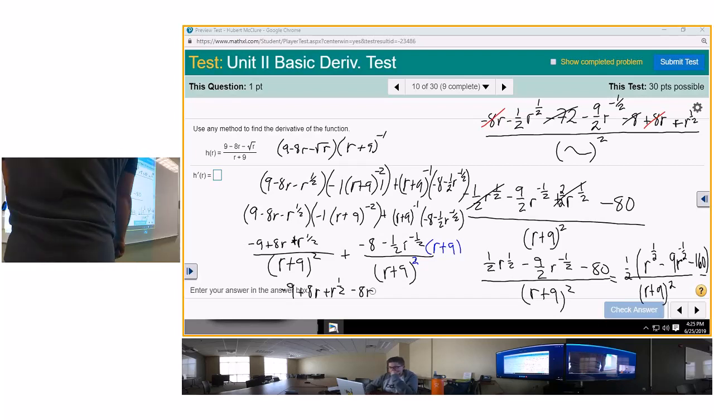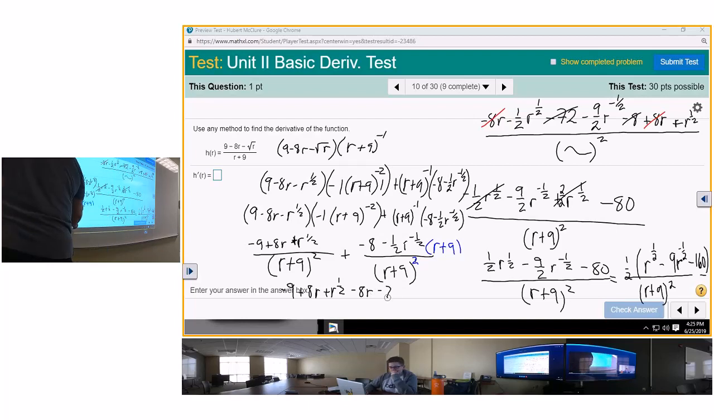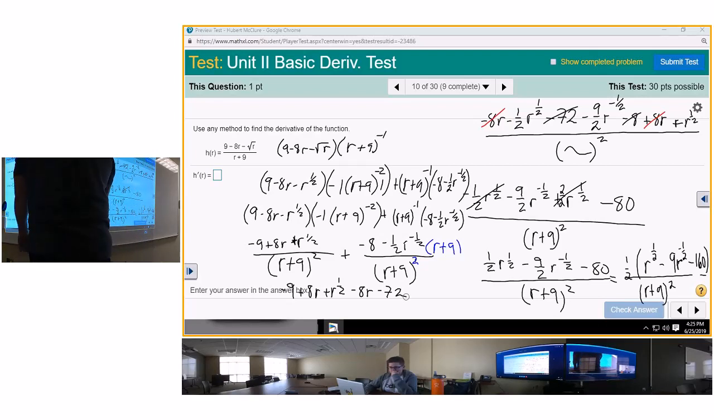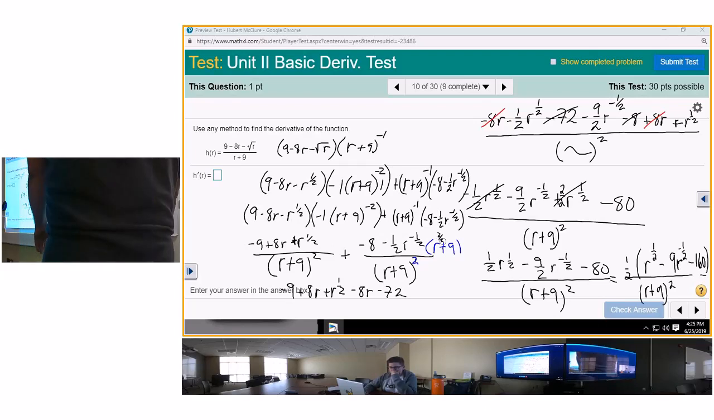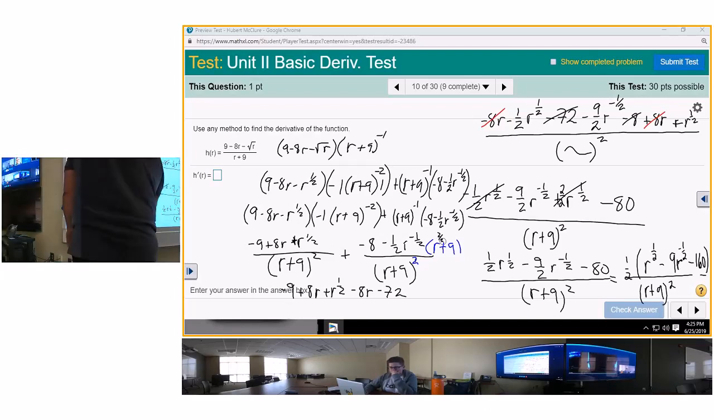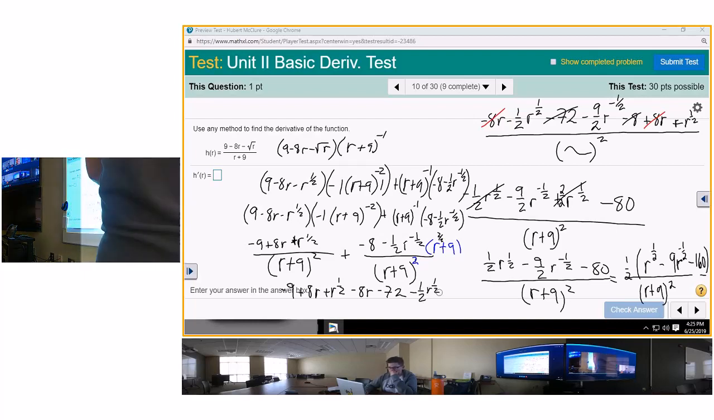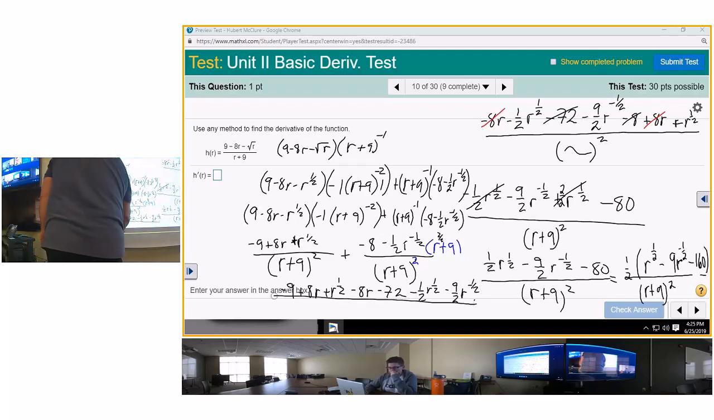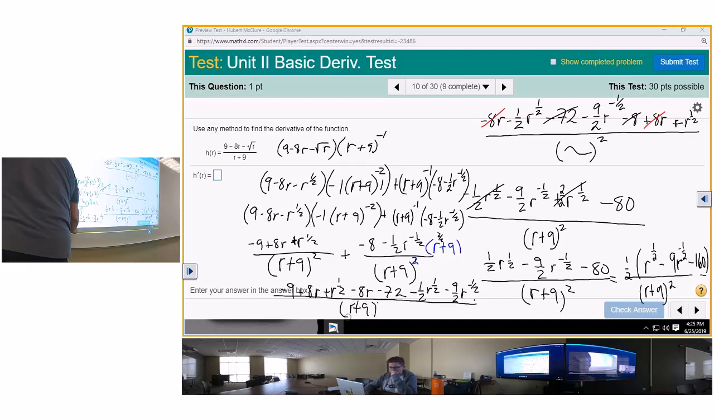First, outside. There's that negative 72 again. Negative 72. Inside, well, that's going to be 2/2. So that's going to be 1/2 r to the 1/2, negative 1/2 r to the 1/2, and then 9/2, negative 9/2 r to the negative 1/2. Do y'all see that in the other side over there? R plus 9 quantity squared.